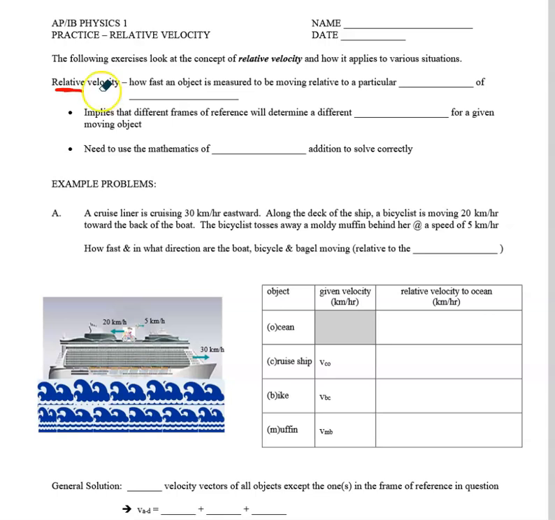So let's define relative velocity. It's simply how fast an object is moving relative to a particular frame of reference. Frames of reference are going to be really important when we're doing this, and we can't just assume it's the Earth as our frame of reference. What this implies is different frames of reference will determine different velocities for a given object. And the word velocity is important here because that includes not only the magnitude but the direction.